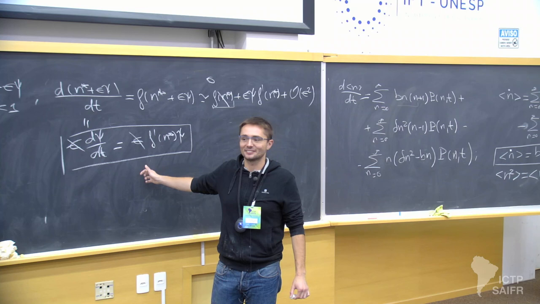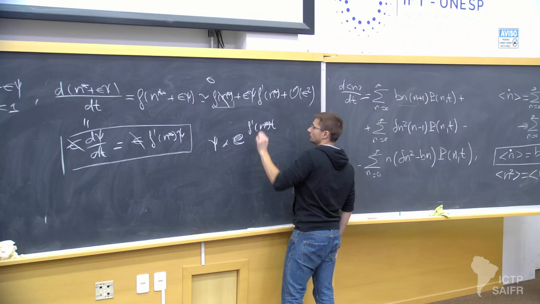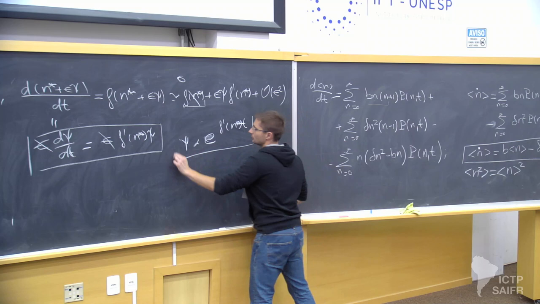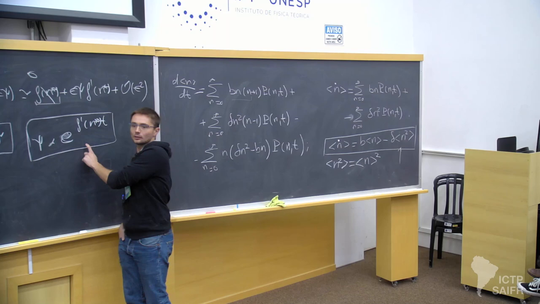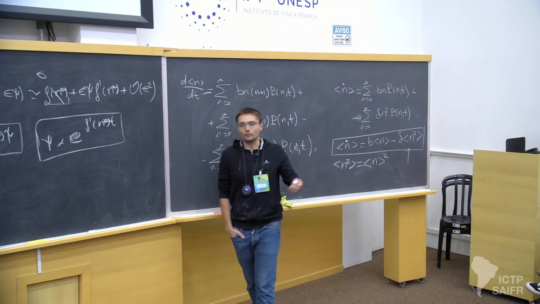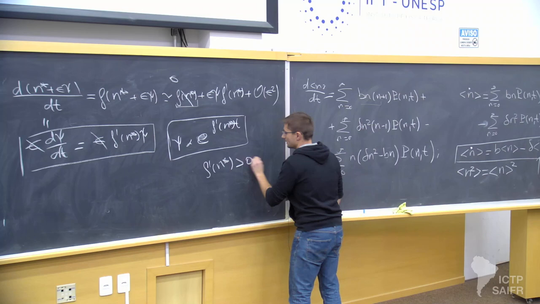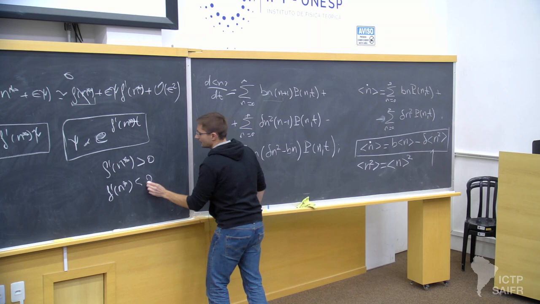It has an exponential solution. The solution is proportional to the exponential of f prime times t. So what are we learning now from this result? For those that haven't done this before, what do you think I'm learning from this? Depending on the derivative of f, if the derivative of f evaluated at the fixed point is positive, then the perturbation is going to grow, and the system is unstable. And if the derivative of f is negative, then we have the other case.